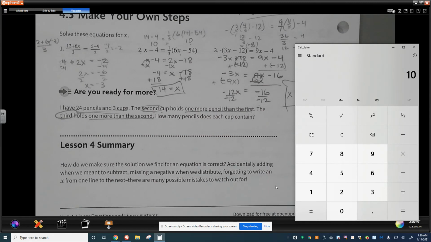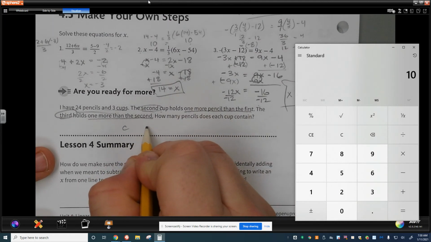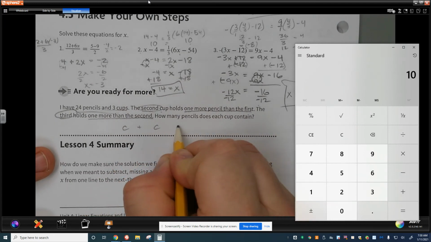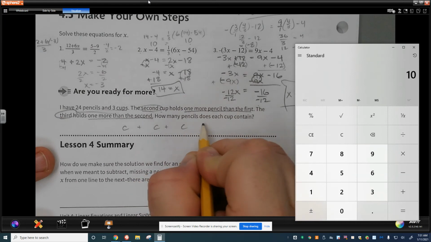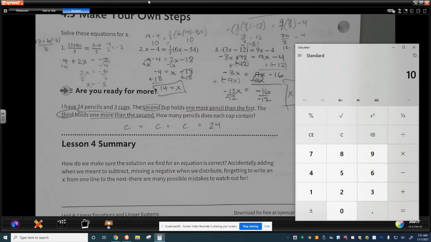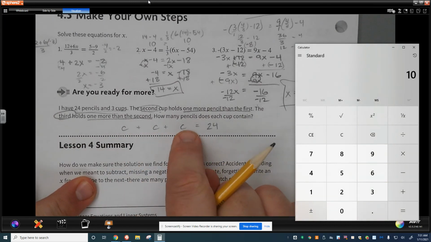The variable is this. I don't know exactly what I'm working with yet, but I do know I have 3 cups, so I'm going to use C for cups. I have a cup plus another cup plus another cup, and I'm looking at 24 pencils total, right? 24 pencils and 3 cups. So that's going to be equal to 24. Let's go back to these cups. If this is cup number 1, cup number 2, cup number 3.